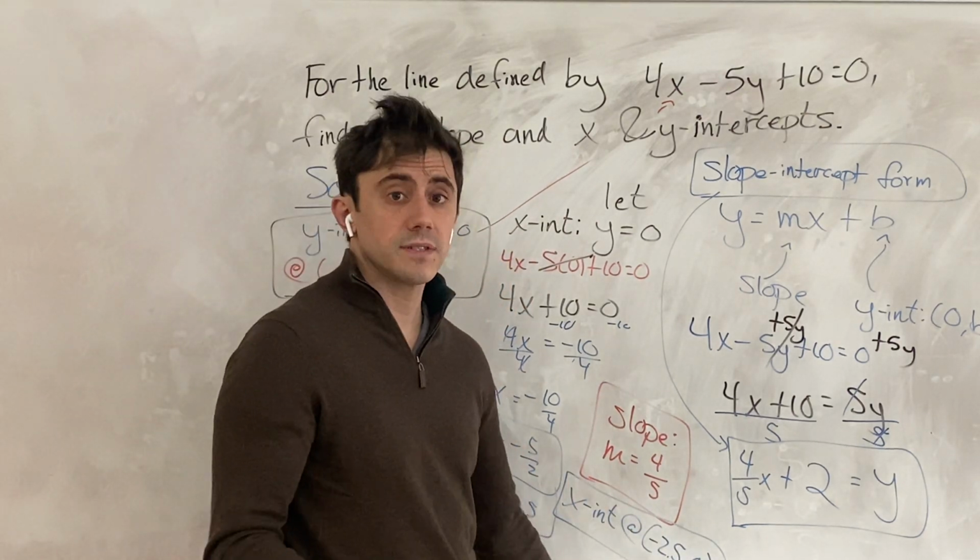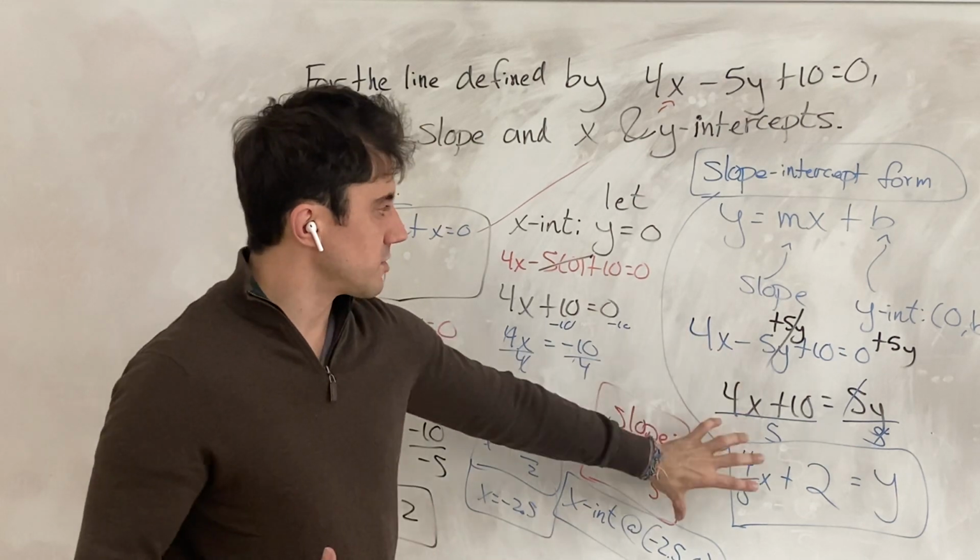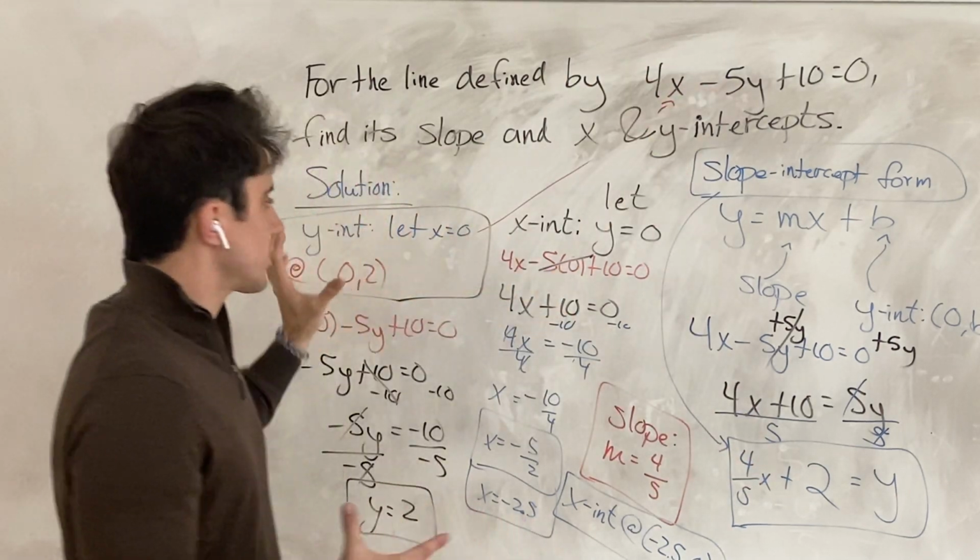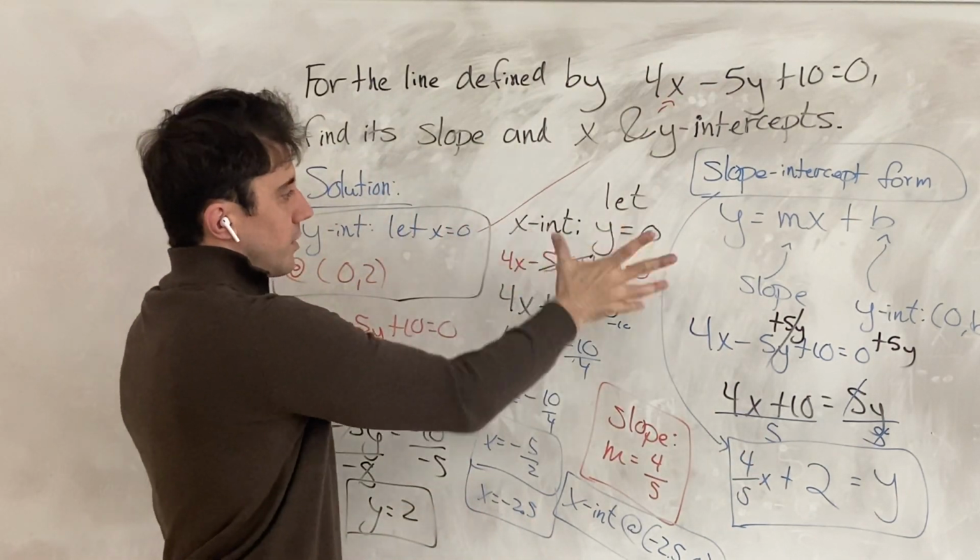So I hope this helps. I hope you're starting to make connections between slope-intercept form, general form, x and y intercepts, setting x equals 0, y equals 0 respectively.